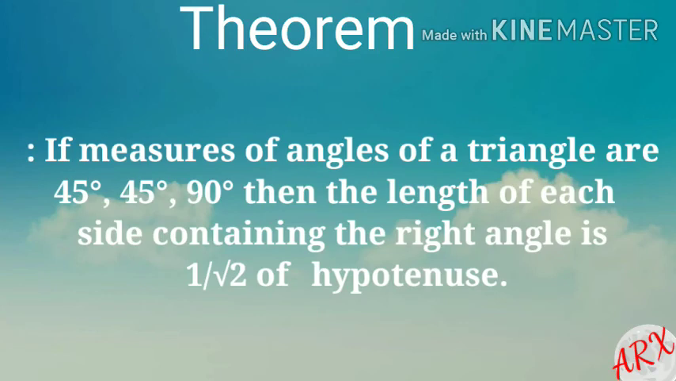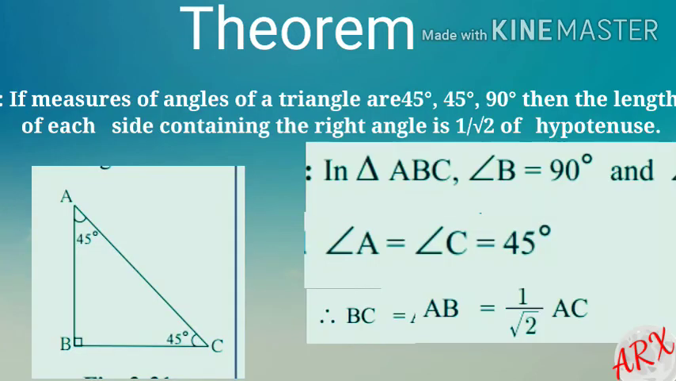Now we will move on to the next theorem, the 45, 45, 90 degree theorem. It states that if the measures of angles of a triangle are 45, 45, 90 degrees, then the length of each side containing the right angle is 1/√2 of the hypotenuse. For example, in triangle ABC, angle B equals 90 degrees, angle A and angle C equal 45 degrees, then AB equals BC equals 1/√2 of AC.